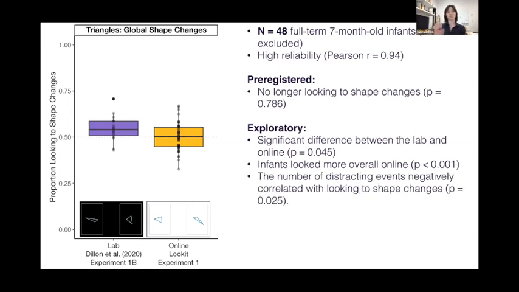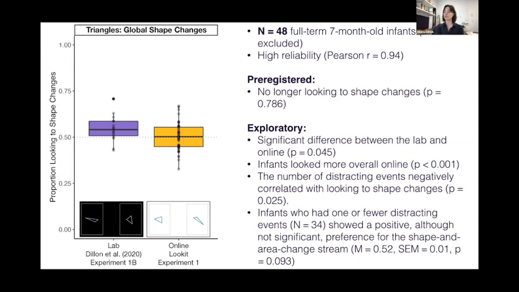We did find in an exploratory analysis, looking back at some of the original work that was done on Look It, that distracting events come up at home, and these might be related to infants' performance. So we found in our exploratory analysis that the number of distracting events that infants had in their environment while they were being tested negatively correlated with their looking to shape changes. So not only their overall looking, but also the main effect of the study, which was looking to these shape changes.